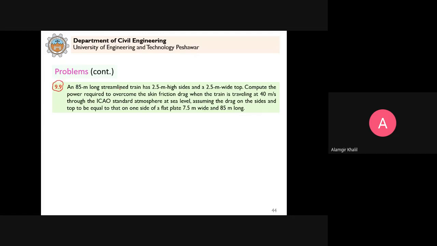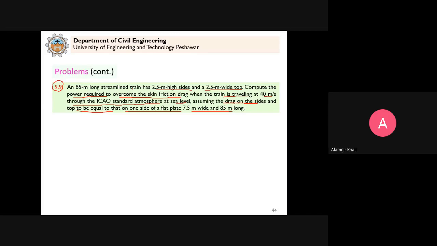An 85-meter long streamlined train has 2.5-meter high sides and a 2-meter wide top. Compute the power required to overcome the skin friction drag when the train is traveling at 40 meters per second through the standard atmosphere at sea level, assuming the drag on the sides and top to be equal to that on one side of a flat plate 7.5 meter wide and 85 meter long.